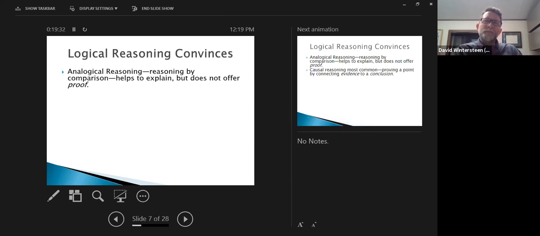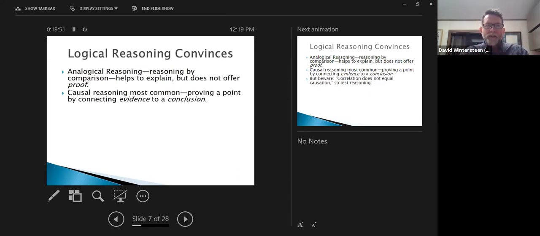It helps to explain things. It helps to open people's minds up, but it's not really proof, right? Just because a bus is the same size as a Tyrannosaurus Rex doesn't mean that Tyrannosaurus Rexes are like buses in any other way but size. So, analogies can be useful. They can help frame things, but they're not necessarily going to convince us of things. Causal reasoning is about cause to effect, that something happened to lead to something else.